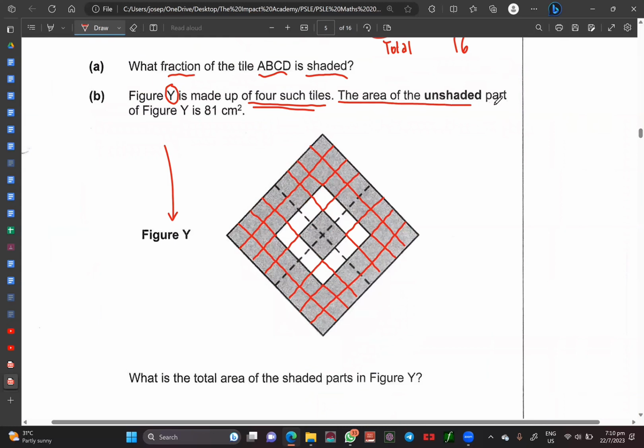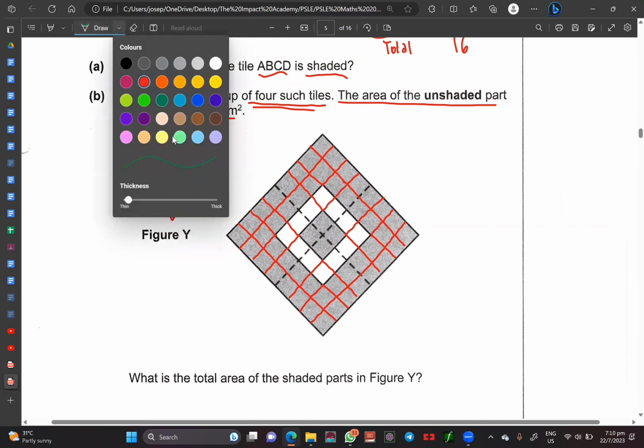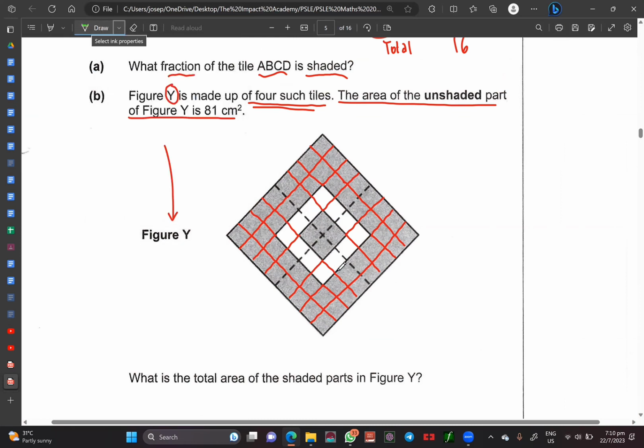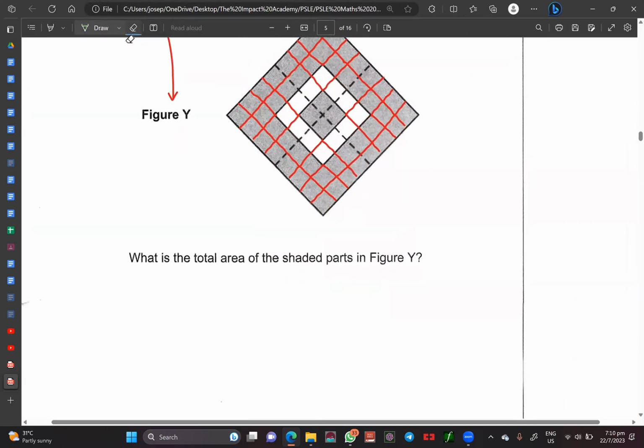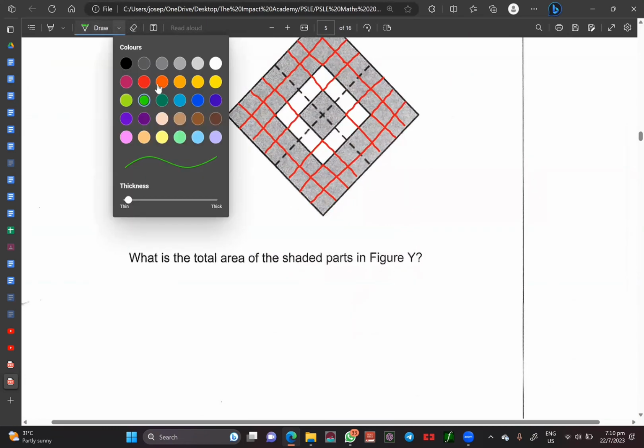The area of the unshaded part of figure Y is 81 cm square. Now, where exactly is the unshaded part of figure Y? We know that the unshaded part of figure Y is basically, as you can see over there, the unshaded part. So they are telling you that the area of that is 81 centimeters square.